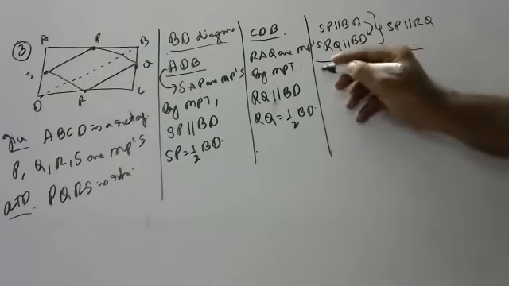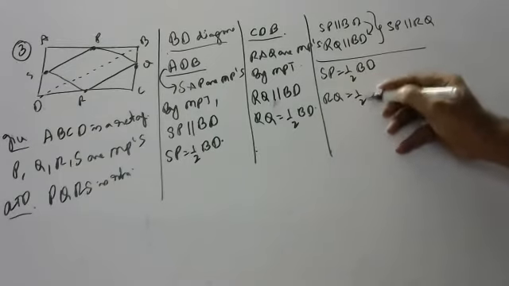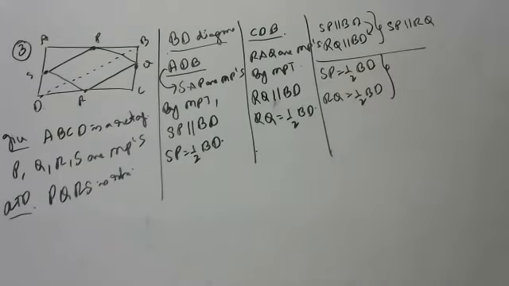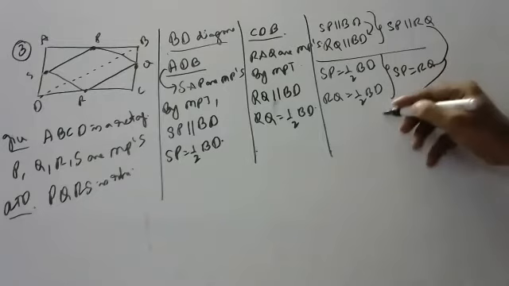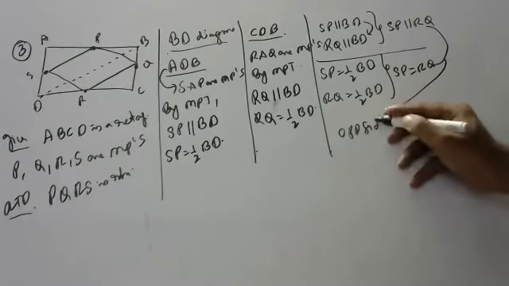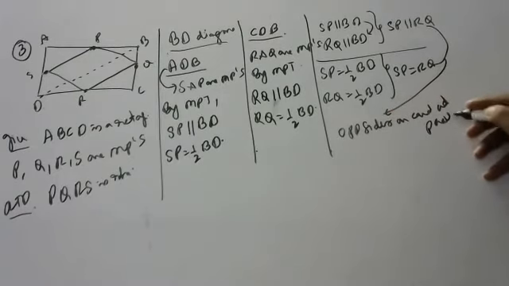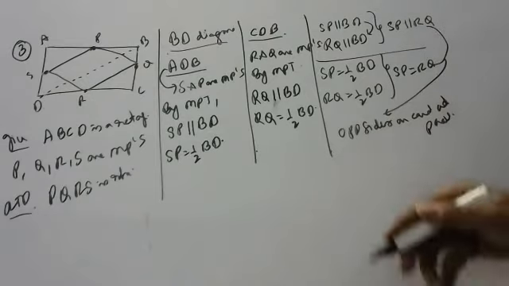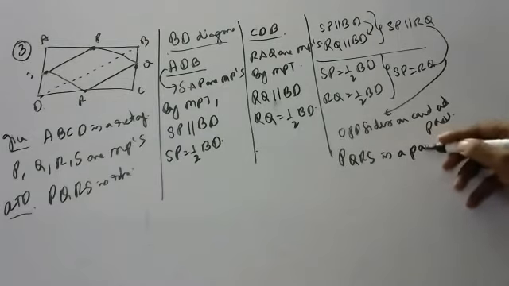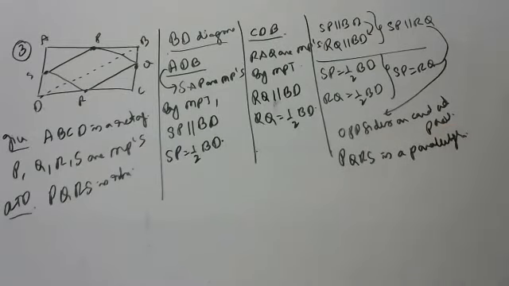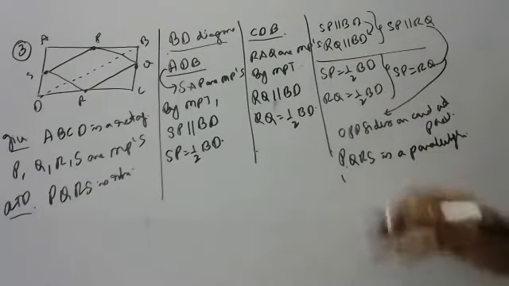In the same way, SP is half of BD and RQ is half of BD. From these both, what can we say, anyone? SP is equal to RQ. Because opposite sides are equal and parallel, it is a parallelogram. PQRS is a parallelogram. Now we have to prove it is a rhombus.